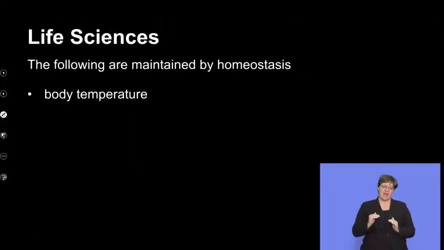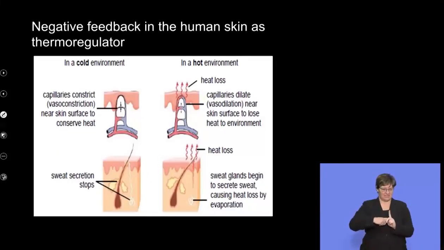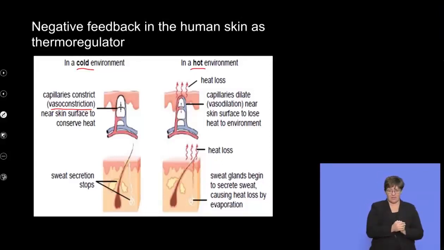Then we continue to the next one, body temperature: how homeostasis takes place, or how body temperature is maintained at its normal level. We're looking at the situation when it's cold and when it is hot. What is happening when it is cold? Vasoconstriction will take place, which means the capillaries will constrict. These capillaries near the skin surface will conserve heat once the constriction takes place.